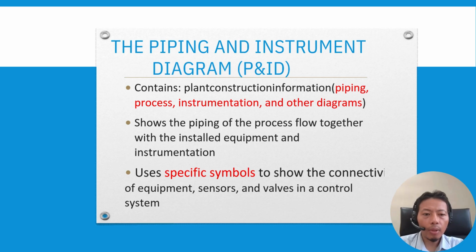The most complex form of flow diagram is the piping and instrumentation diagram, known as P&ID. It contains the detailed plant construction information involving the piping, the process, instrumentation, and other diagrams. It shows the piping of the process flow together with the installed equipment and instrumentation. And it uses specific symbols to show the connectivity of the equipment, sensors, and valves in a control system.